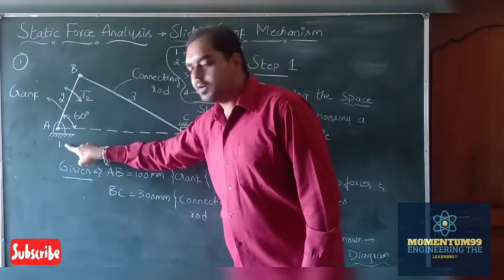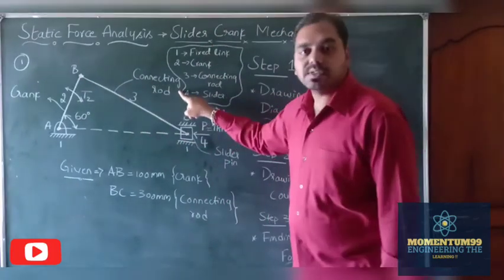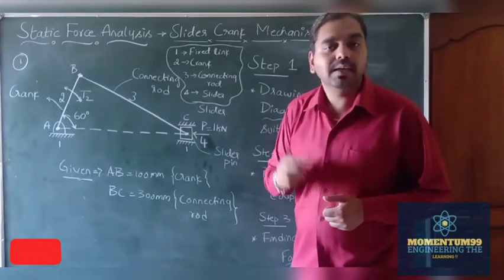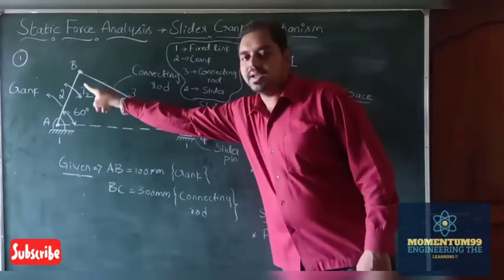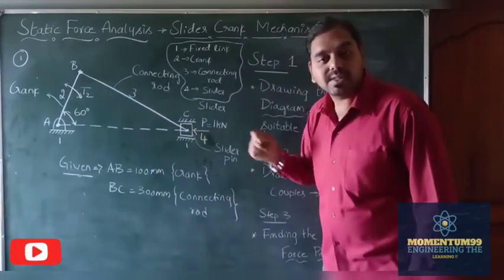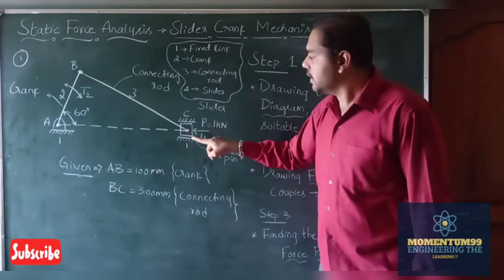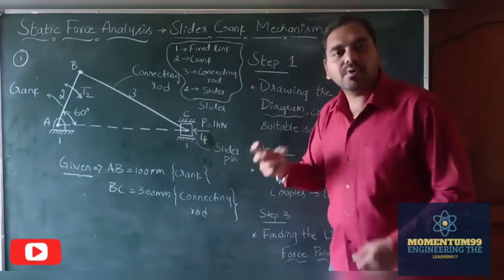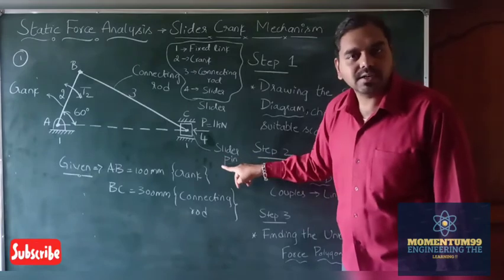Now end A is connected to the fixed link, and the end B of our crank is connected to another link which is the largest link of our slider crank mechanism. We will call the largest link the connecting rod. One end of the connecting rod is connected to the crank at the point B, and the other end is connected to a slider or a piston at the point C, which is clear from the diagram. At point C, the connecting rod is connected to the piston with the help of an attachment called a slider pin, or a piston pin, or a gudgeon pin.